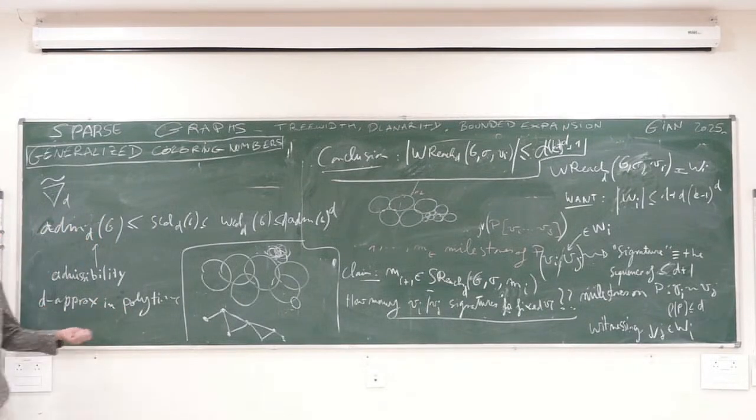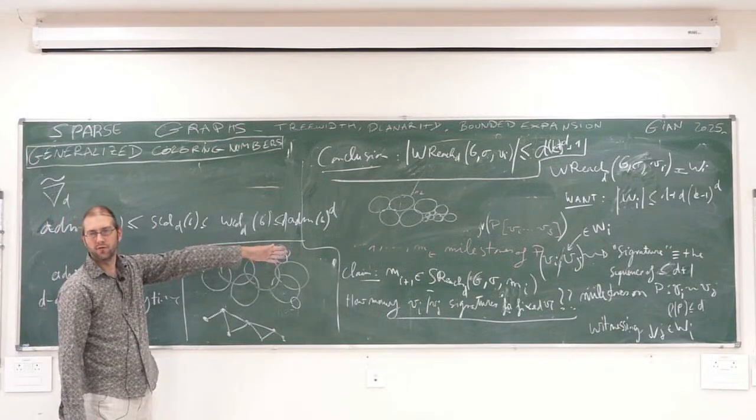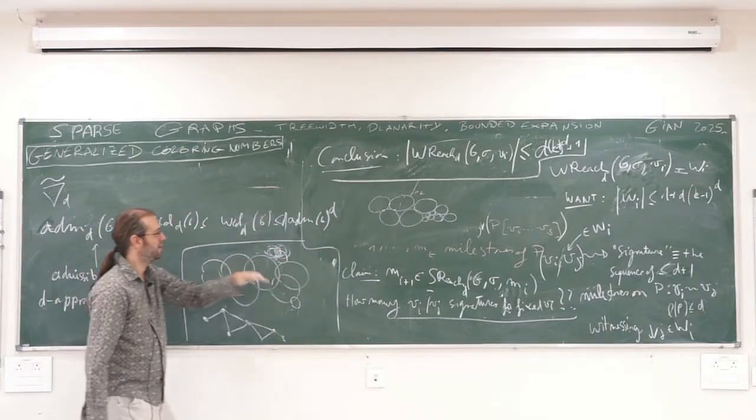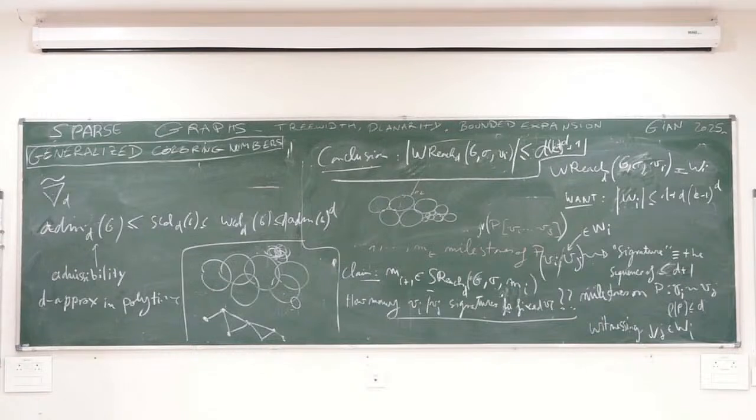This shows that this number I was telling you, t, is at most 2. And you order these things by decreasing radius, and this shows that planar graphs have bounded expansion. So this is one application.